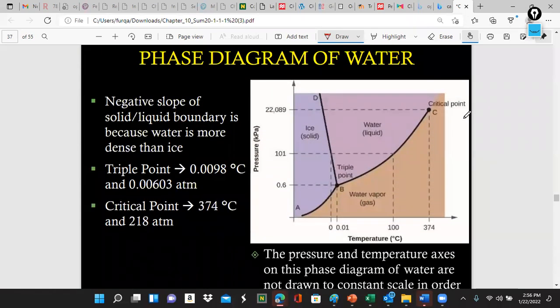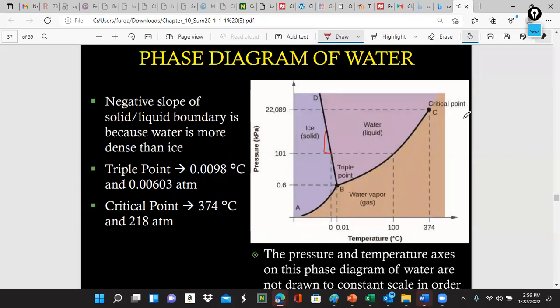So what we are looking at here is the phase diagram of water, where you see a negative slope between the transition from solid to liquid. We know that water is denser in its liquid form than ice, and that's why we have this negative slope here. It's so special to water, because of this unique property of water. So we have the triple point.